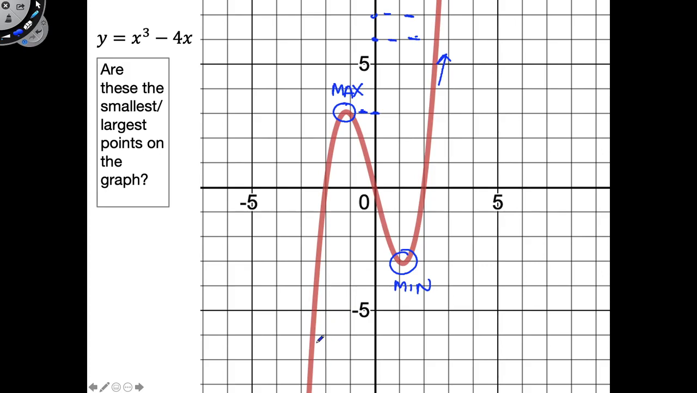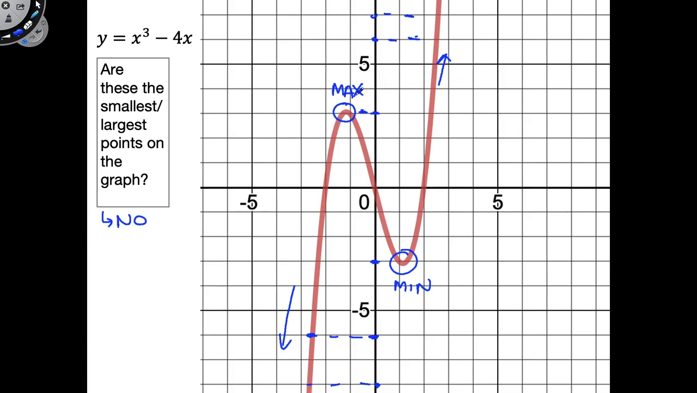The same idea can be applied to this minimum here. That minimum takes a y value right about over there, but the function has so many more y values down here that are smaller than that. There are infinitely many y values that are also smaller than that minimum because this function is going down to negative infinity. So the answer to this question is just going to be no. The max and the min are not the biggest and smallest points on this graph.